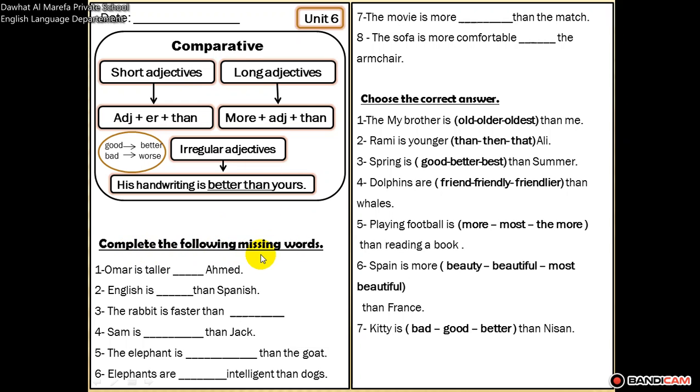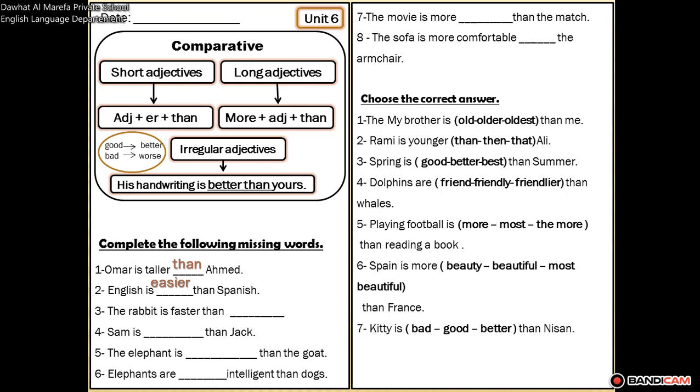Let's complete the following missing words. Omar is taller, taller. So let's see. We have ER. What comes after ER? Than. So you are going to write than Ahmed. Number 2, English is than Spanish. We are missing here an adjective. So what is English? English is easier than Spanish.